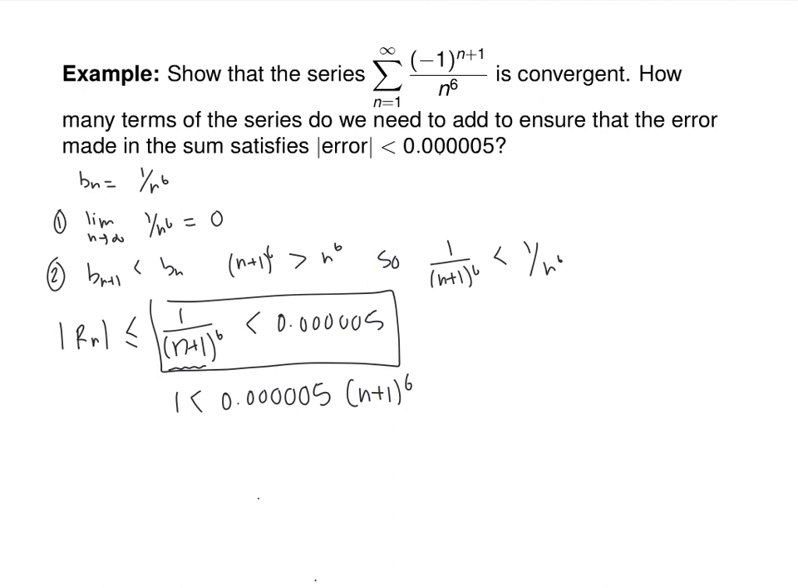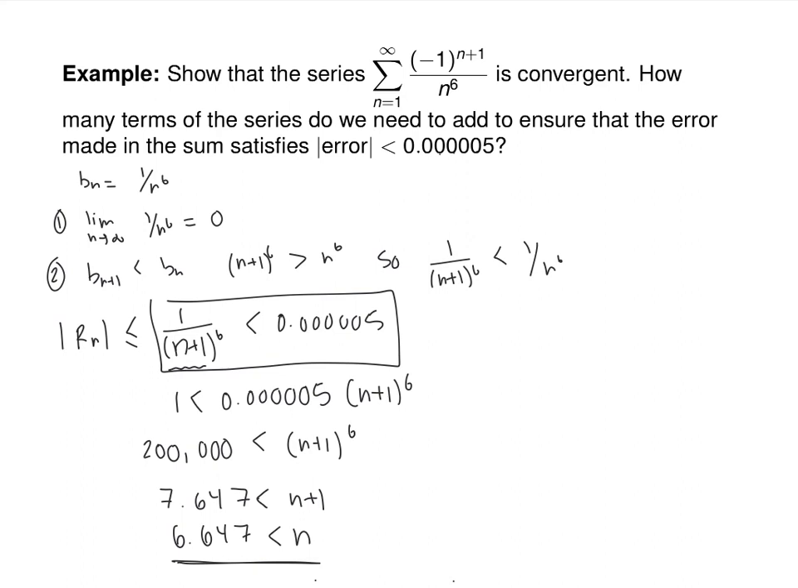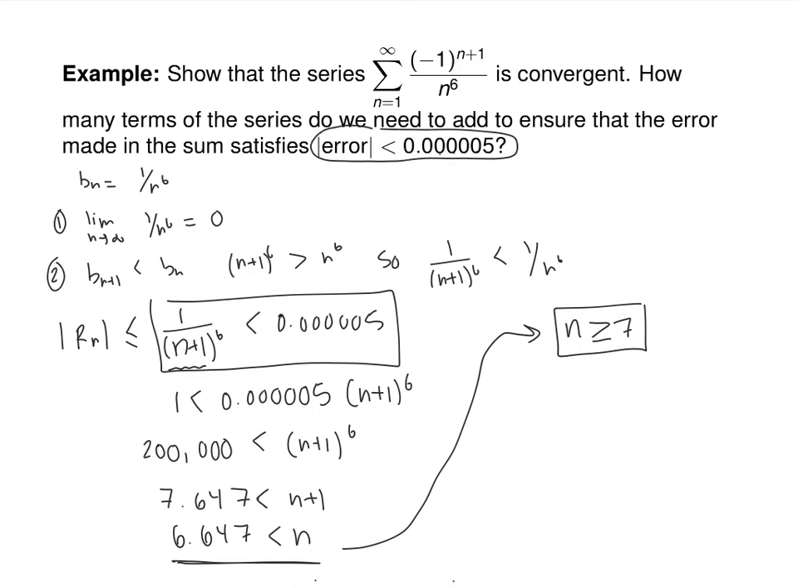Divide by point, lots of zeros and a 5, and we have 200,000 is less than n plus 1 to the 6th. Take the 6th root, and we have 7.647 is less than n plus 1, or 6.647 is less than n. So that's our boundary, and we must add up a whole number of things. So our n must be bigger than or equal to 7. It only takes 7 terms to get this accuracy.